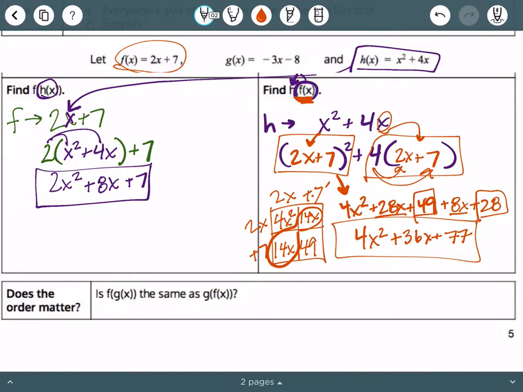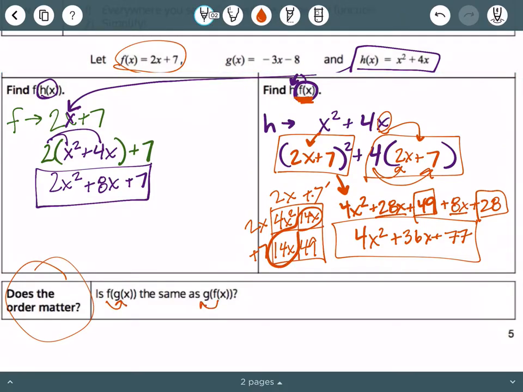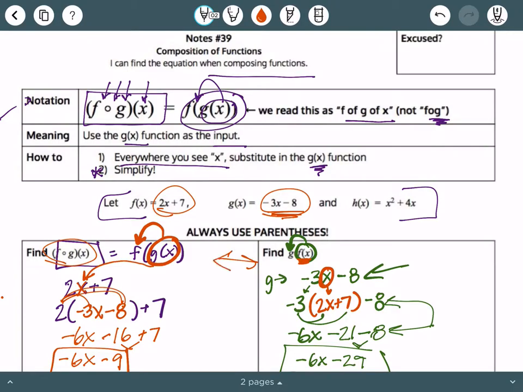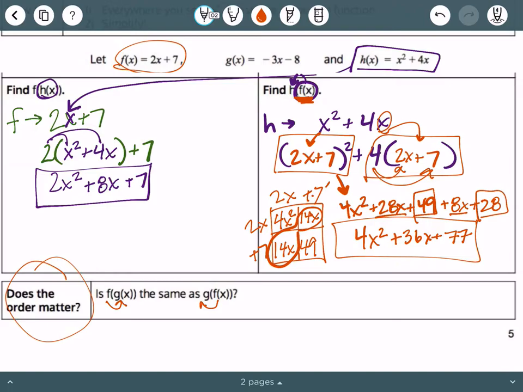Okay. So ultimately they're asking a question, does the order matter? Like, is f of g of x the same as g of f of x? And as we can see above here, in both this example and the example above, if we look at the two, they give us totally different answers. Some similarities, but definitely different. So the order matters. Yes, it does. Right? Because the equations are different.